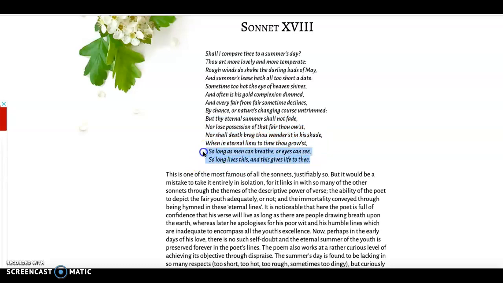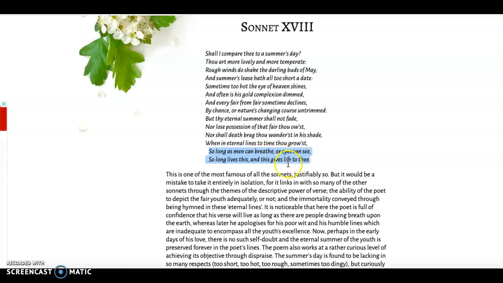He says, so long as men, I got ahead of myself again. He says, when in eternal lines to time thou growest. What he says here, this is the answer to the couplet. He says, I'm going to write lines about you that will be around forever, and the idea of you will continue to grow. And he finishes that in the couplet where he says, so long as men can breathe or eyes can see, so long lives this, and this gives life to thee.